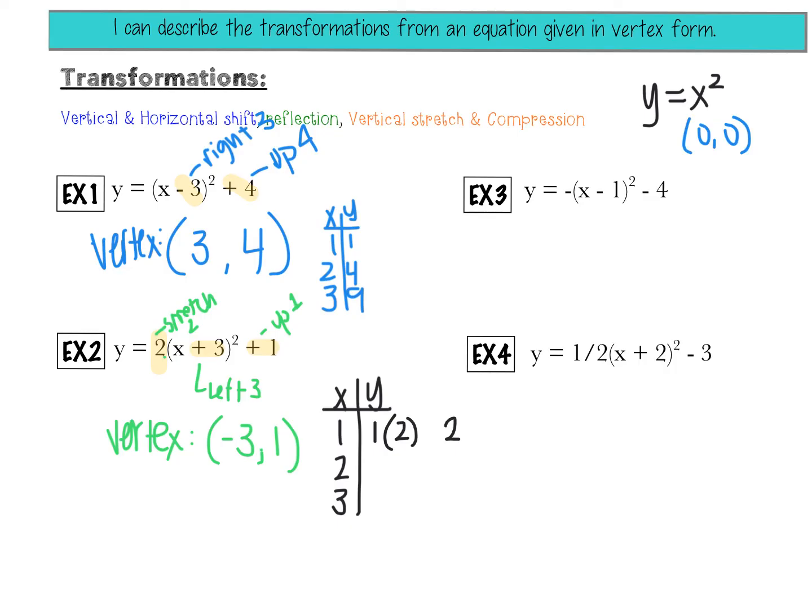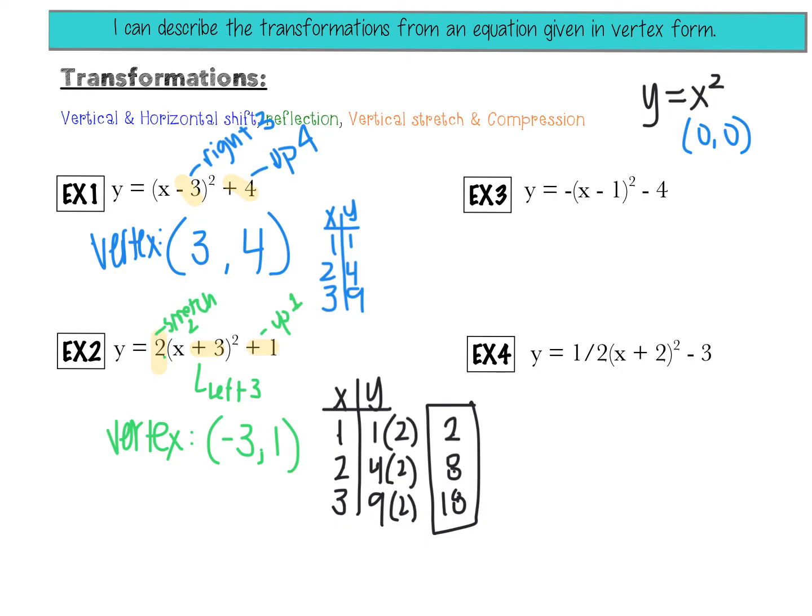When I input 2, 2 squared is 4, so normally I would get 4 out, but I'm multiplying it by 2, so I'm actually going to go up 8. And then when I do 3, 3 squared is 9, but I'm multiplying it by 2, so that actually gives me 18. So my right-left movement of 1, 2, and 3 now have an up-down movement of 2, 8, and 18 because it has that stretch by a factor of 2.